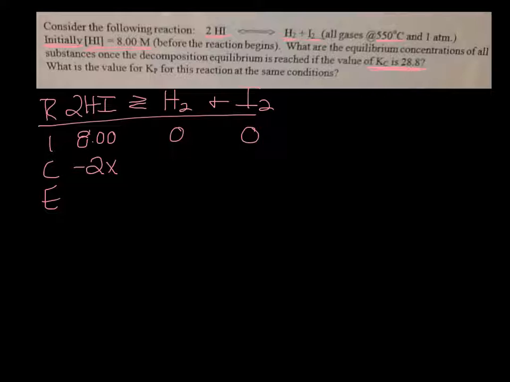Okay? We're not sure what x is, but we know it's going to go twice as much. I got the 2 from the stoichiometry in the reaction above. Well, if it's going down by 2x, both hydrogen and iodine should be going up by x. All we do on the equilibrium expression line is add up I and C together. So here I have 8 minus 2x plus x plus x.